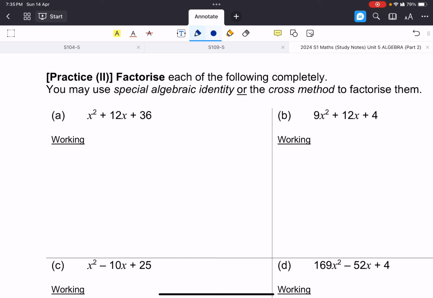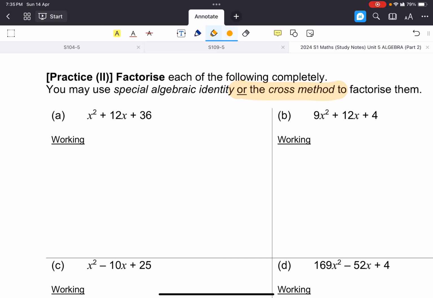So here we have this scenario. You can use the cross method, right? It says to use the cross method, but I'm going to encourage you to actually just use a special identity. How to know when you're supposed to use a special identity? When we observe that the first term and the last term are perfect squares, right? So that gives you the hint. Is it always the case? Not always, but it helps, right?